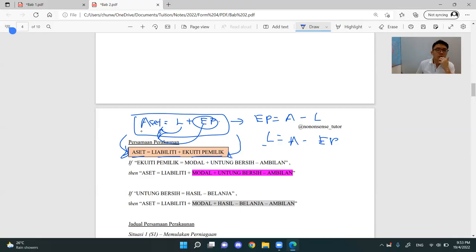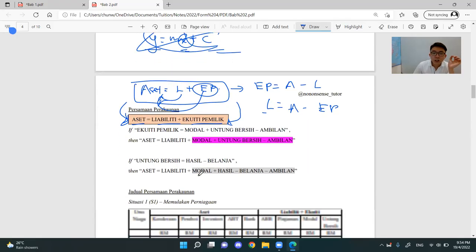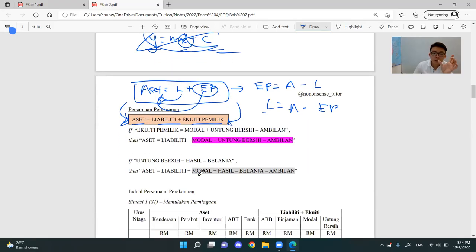Okay? It's just like your y equals mx plus c, and this is your maths equation. But here, you don't need to go so extreme. We don't have a variable here. Here it is just very simple: Asset equals to L plus EP. From here, we can actually go a little bit further.